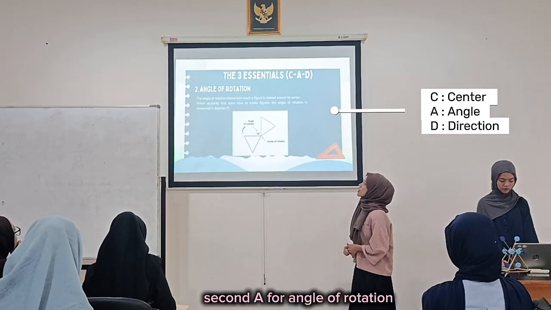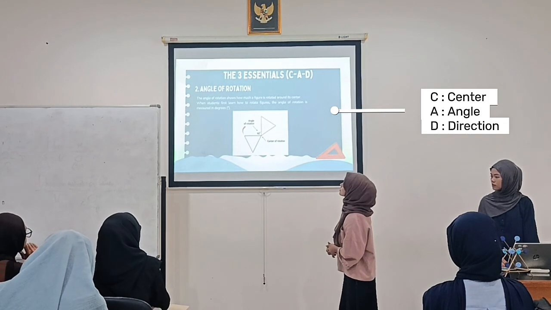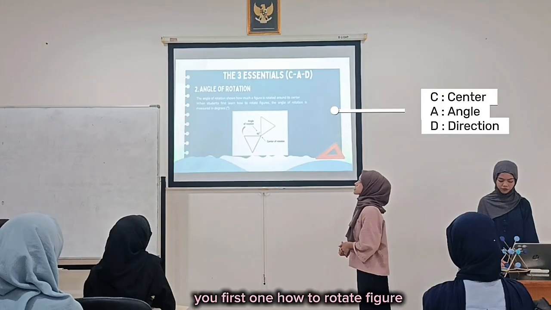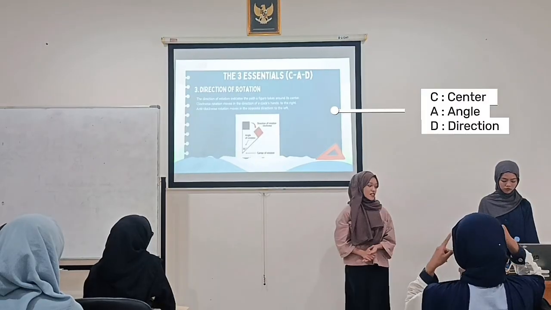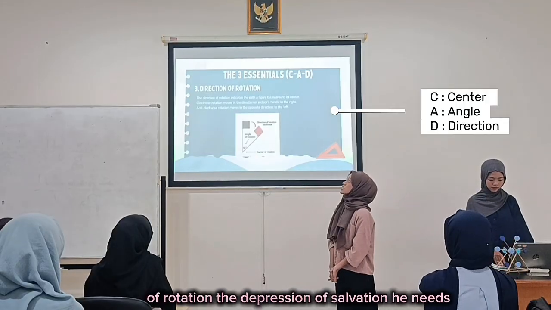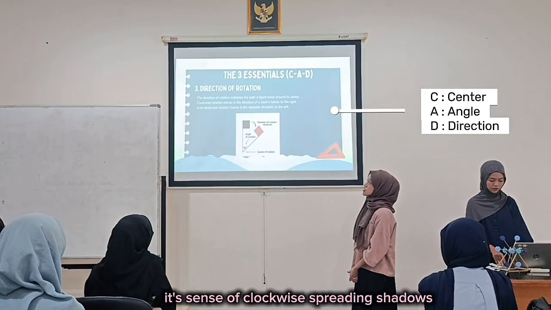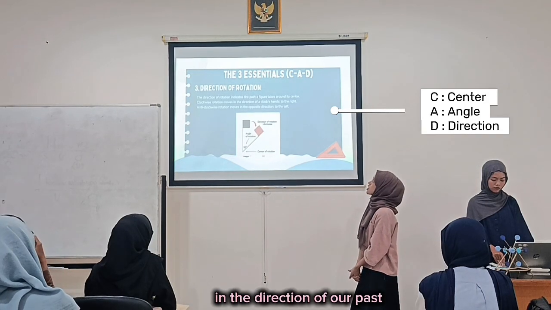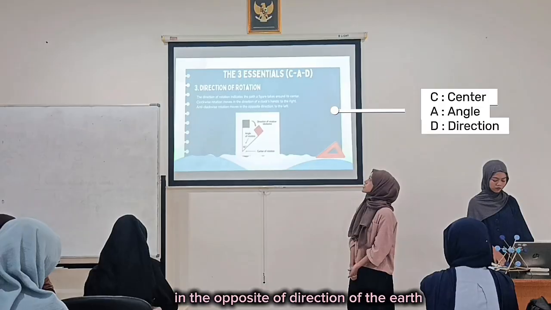Second, A for angle of rotation. And last, the direction of rotation. The direction of rotation indicates the path a figure takes around its center. Clockwise rotation moves in the direction of a clock's hands, to the right. Anti-clockwise rotation moves in the opposite direction, to the left.